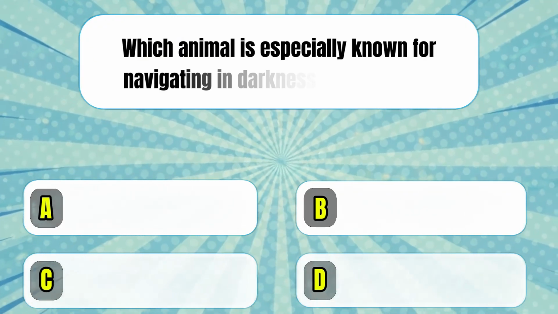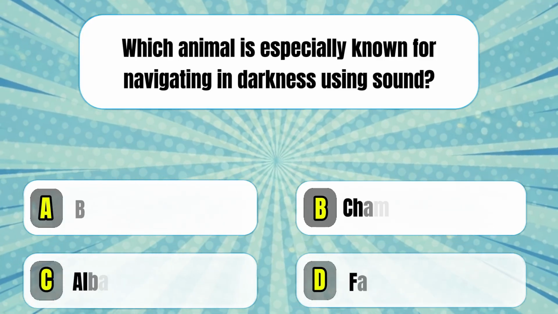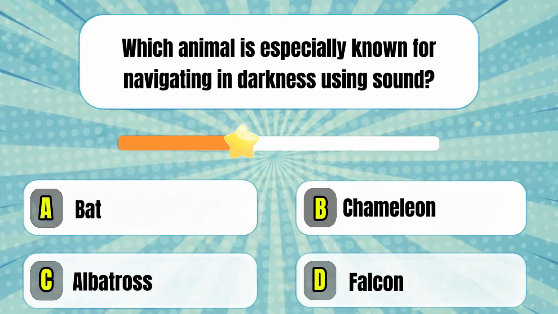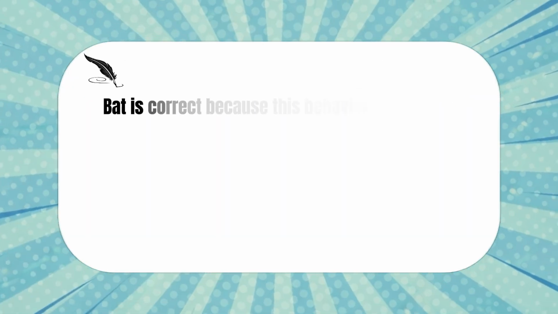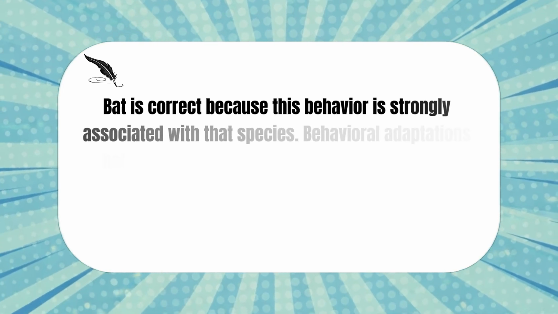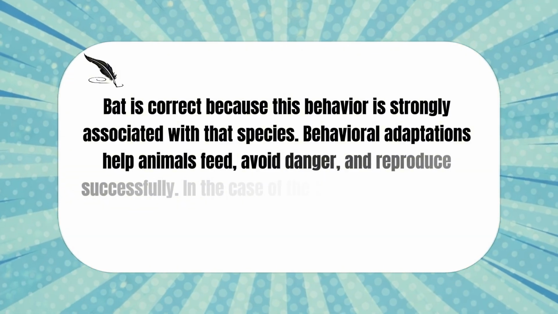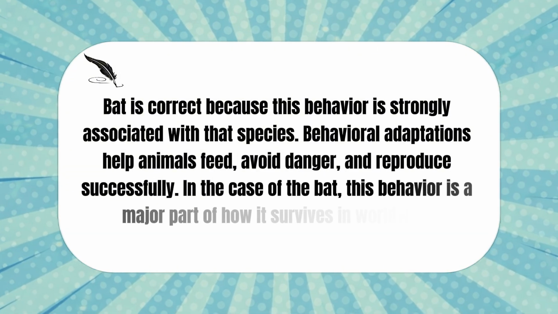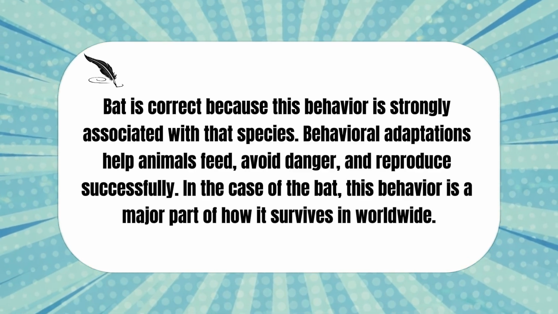Which animal is especially known for navigating in darkness using sound? Bat is correct because this behavior is strongly associated with that species. Behavioral adaptations help animals feed, avoid danger, and reproduce successfully. In the case of the bat, this behavior is a major part of how it survives worldwide.